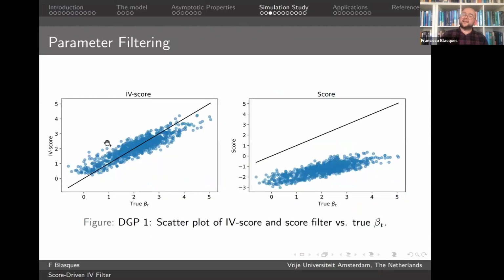So if you do the scatter of true beta versus IV score, so this is our filter, right? You essentially get it more or less well centered there, but this was an estimate, so it cannot be perfectly centered. But if you do just a score filter, not only are you off in level, you're also a bit off in slope, right? So actually the variation is more contained than the true variation. So it's both a shift and a multiplication effect there.